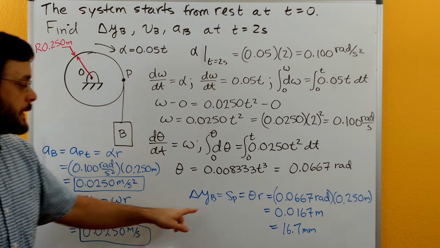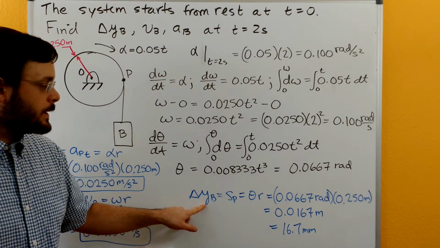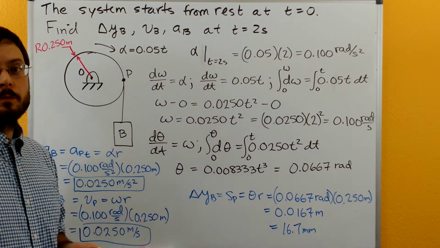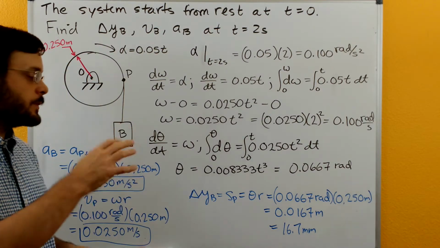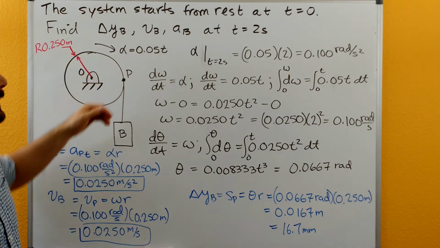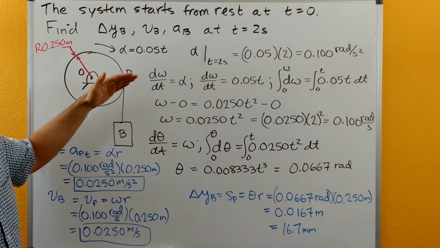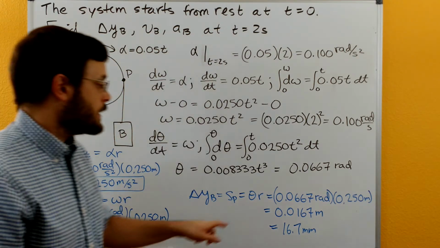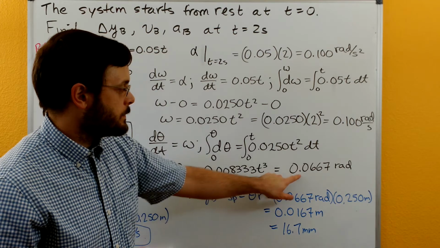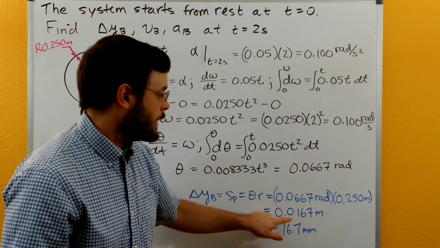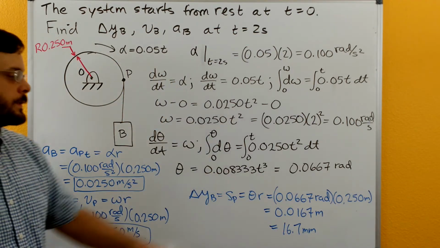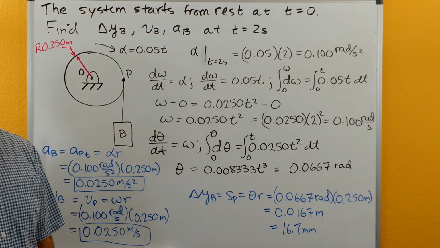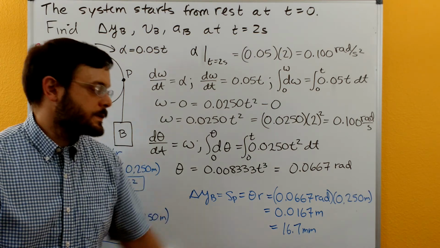And then our delta y is just going to be the angle that we move through times the radius. That's going to give us the circumference that we're moving past. And so whatever that circumference is, that's going to be the amount of rope that we spooled off of the pulley. So that's going to be theta r. So we plug in our theta, plug in r, and then we get that value, 0.0167 meters. And if we want to convert it, apply a metric prefix, we can get 16.7 millimeters.